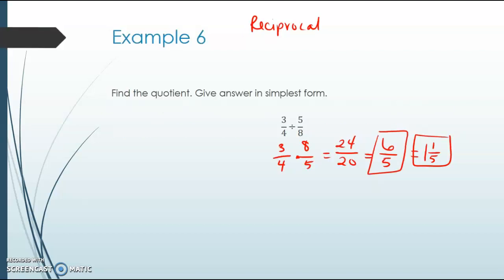So once again, when multiplying, we just multiply straight across. Numerator times numerator, denominator times denominator. The only difference with division is when we're finding those quotients, we have to flip that second fraction. We've got to make that a reciprocal in order to multiply across. And that is all.